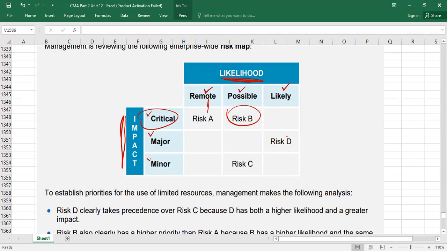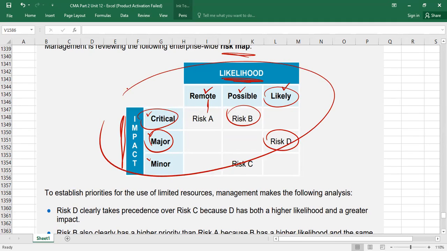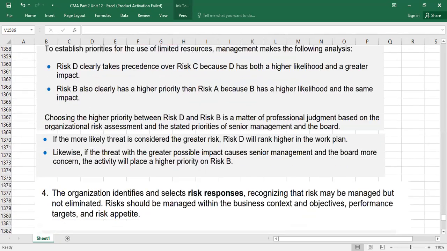Maybe you may consider risk D because chances are likely, high chances are there, and impact is also major. It is totally subjective, guys. But this is what is called risk modeling. It is also called risk map. Understood? When I say subjective, it means it is totally your judgment which risk you want to categorize first.